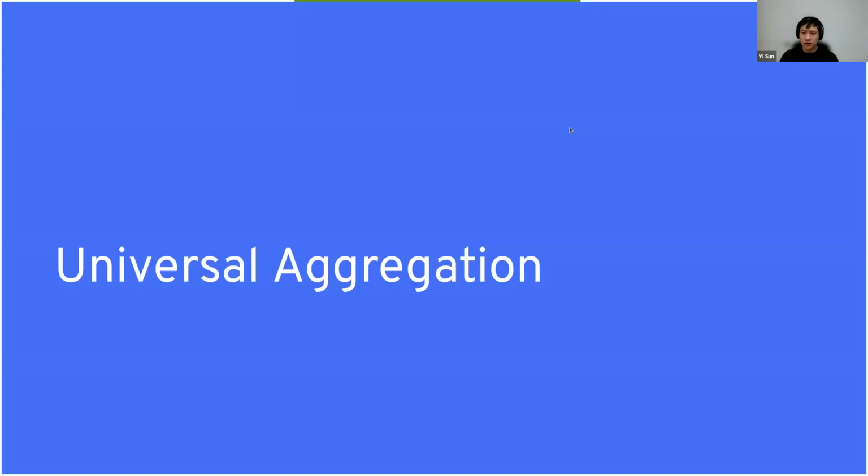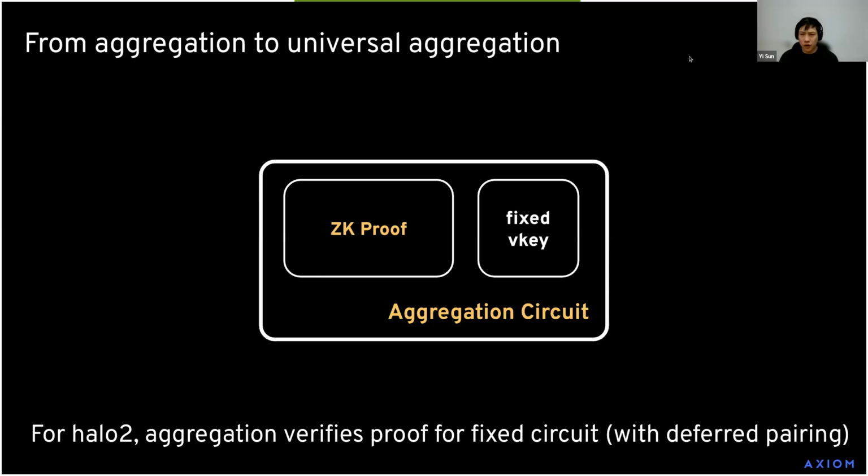So let me now talk about a feature we developed to address this issue, which is called universal aggregation. To do so, let me talk about how aggregation works in general, and then how we can make it universal. In Halo 2, the general procedure of aggregation is that you have a proof, and you have a fixed verification key for that proof. An aggregation circuit takes in that proof and checks that it verifies against the verification key, subject to a deferred pairing check. And when we're verifying on the EVM, we always do this pairing check on-chain.